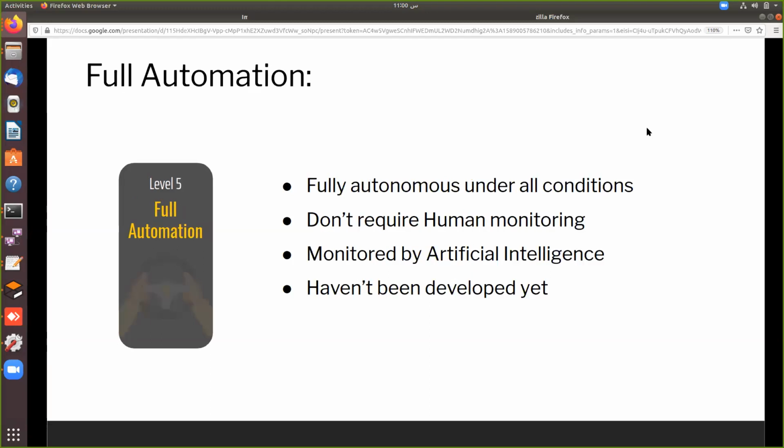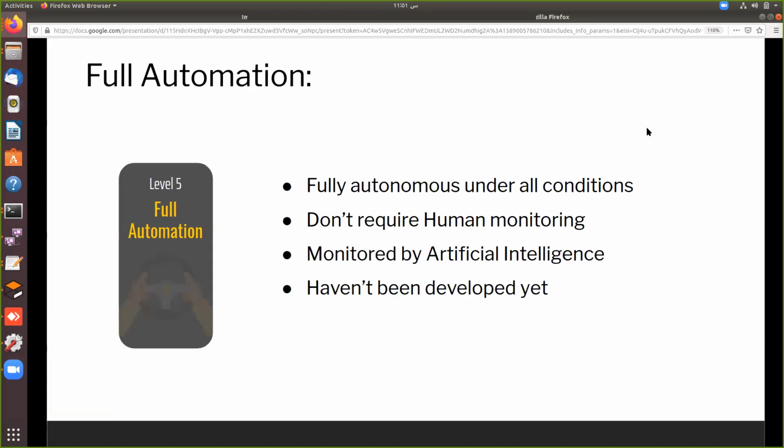The final one is the full automation. The fully autonomous vehicles should be autonomous under all conditions. They shouldn't require the user's intervention at any point. They need a lot of artificial intelligence and a lot of data to be able to build such logic, and there's not many of them because of this problem of extreme conditions that I talked about earlier.